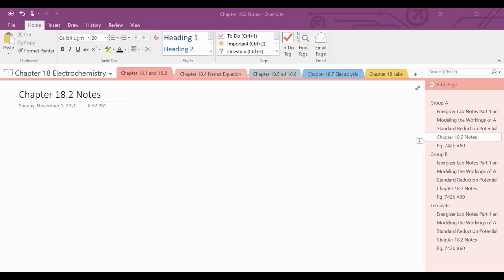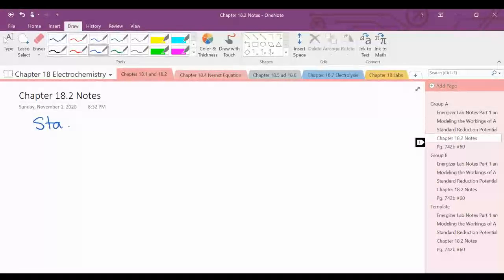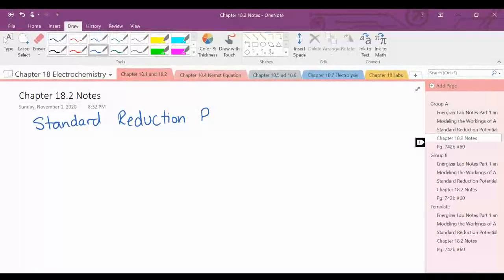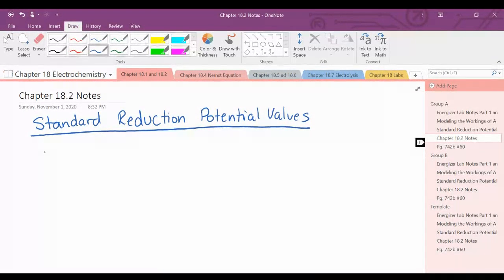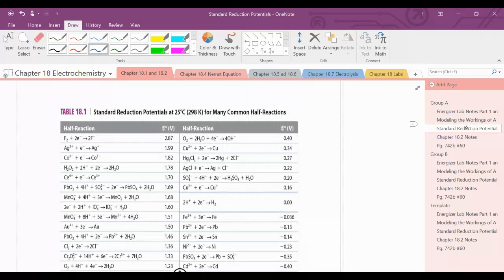Today we're going to finish the chapter 18.2 notes. We're first going to talk about the standard reduction potential values. And so this is table 18.1 on page 709. And it looks like this table here.